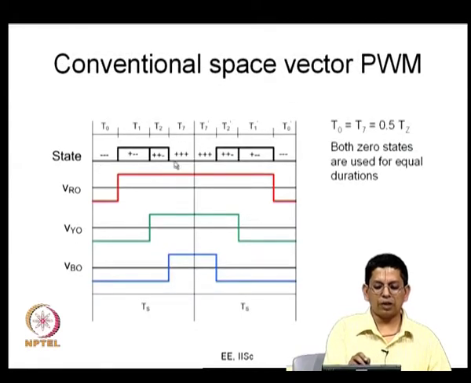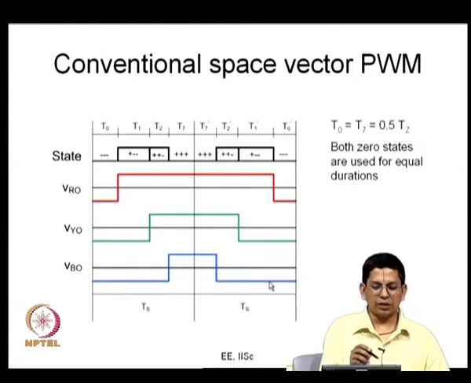You apply the different vectors, and here you are applying the same vectors in the reverse direction, plus plus plus, all the legs are positive, then here the B phase is switched, then the Y phase is switched, and finally the R phase is switched. You can see that the R phase switches like this, the Y phase switches like this, and the B phase switches like this now. So, what you have is two active vectors applied in the middle and the two 0 states are applied at the end.